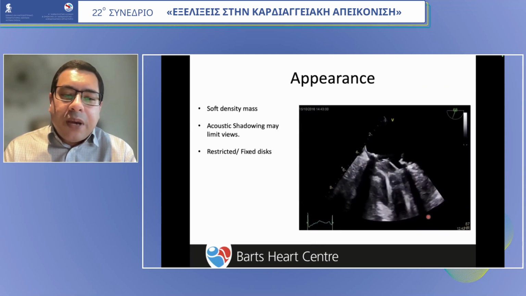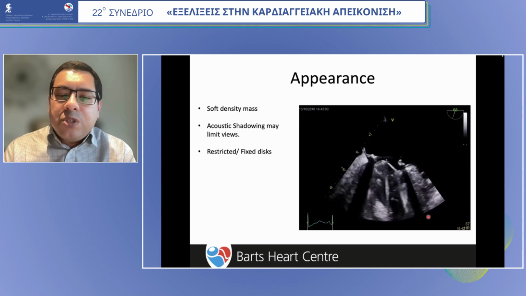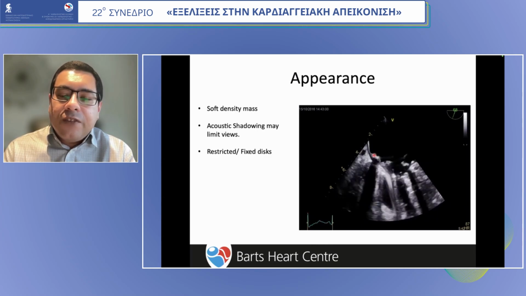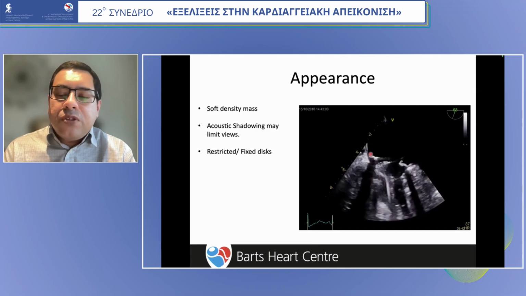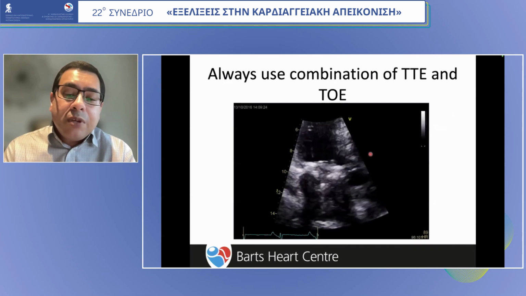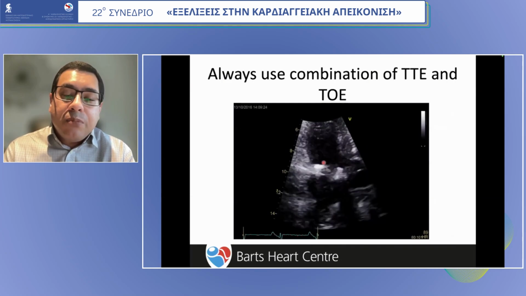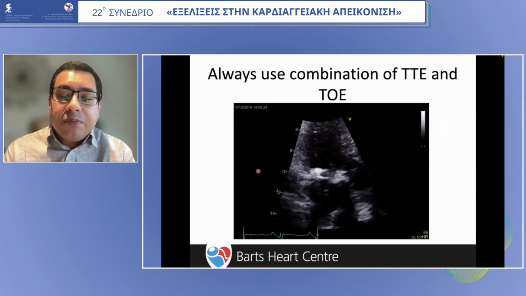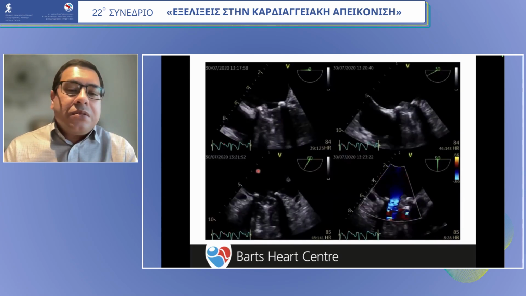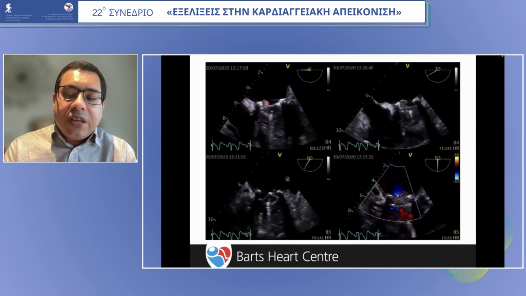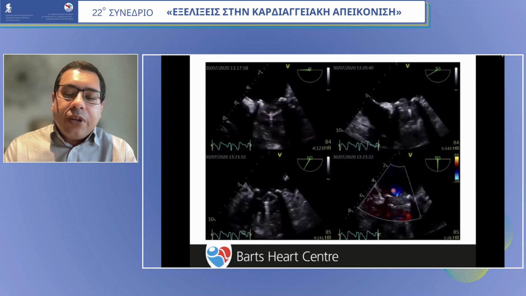And we tend to see a soft tissue mass, but it can be difficult. Acoustic shadowing can limit our views. Obviously, you see a fixed disc leaflet here on the TOE, but it's important to use both TOE and transthoracic. So on the same patient where we can't see the clot on the TOE, we performed a transthoracic, and there you can clearly see the thrombus causing that occluded disc. So it's a combination of transthoracic and TOE. And just another example where you can see the clot on the occluded disc, and we see the absence of color flow through that area.